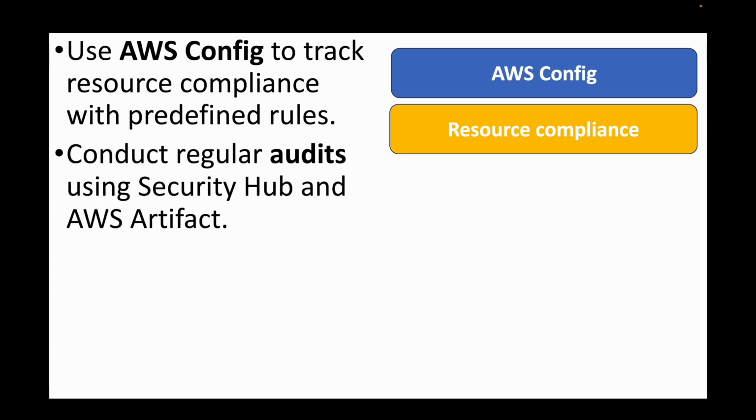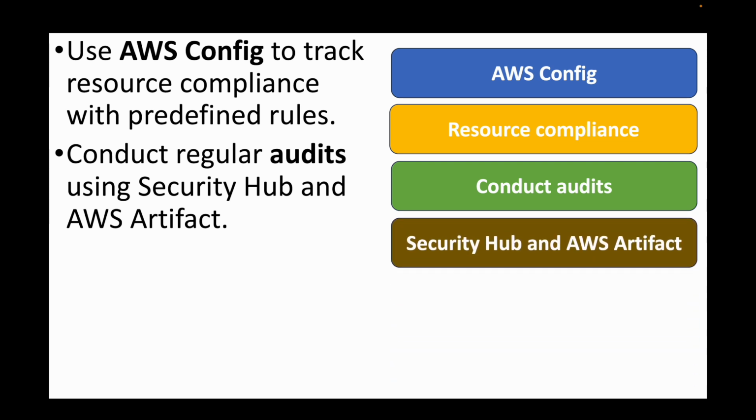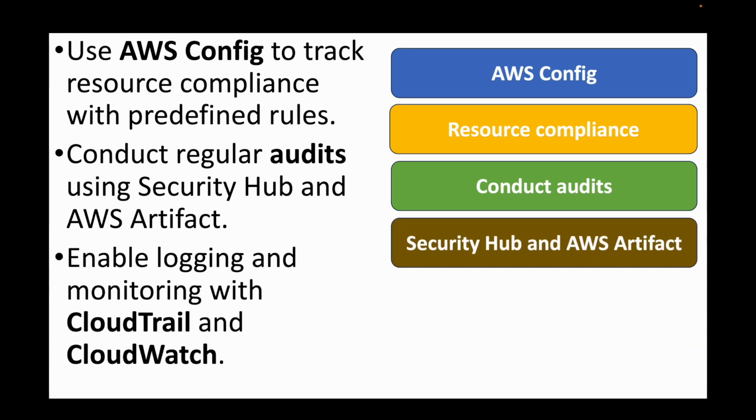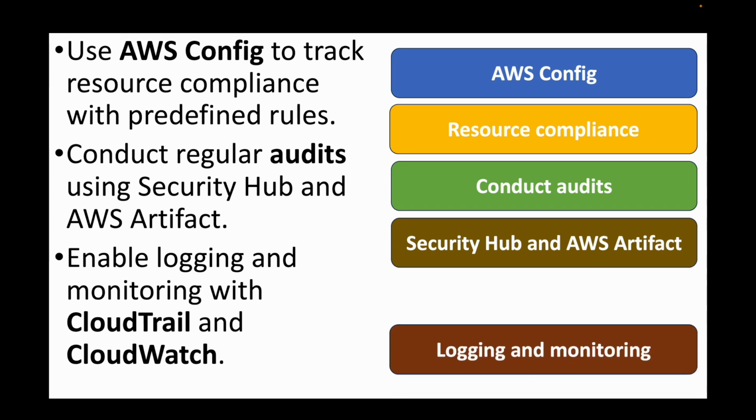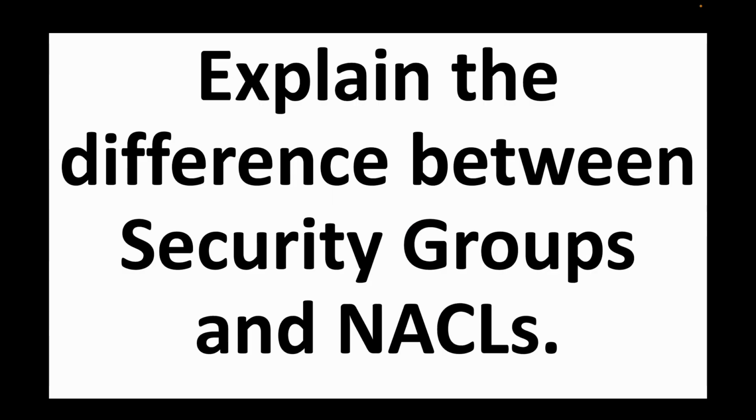So you can again conduct regular audits using services like Security Hub and AWS Artifact. You can also enable logging and monitoring by making use of your CloudTrail and CloudWatch services. That way, you can ensure compliance for your AWS accounts. You can use Artifact for documentation. You can do continuous assessments, and all those things can be done.